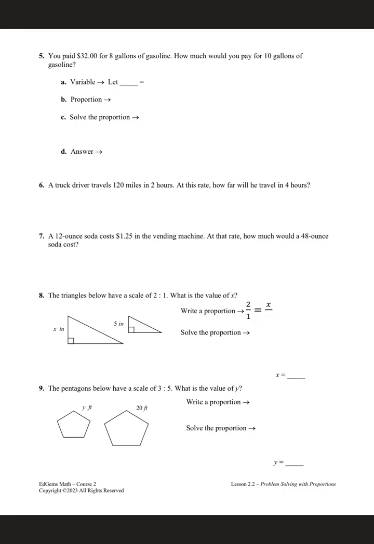Okay, so here we go with number 5. And again, number 5 might look a little bit different on the video than it does on your worksheet, but it's the same problem. Okay, here we go. So for number 5, it says you paid $32 for 8 gallons of gasoline. How much would you pay for 10 gallons of gasoline? So one, we have to identify our variable. So let blank equal blank. So since we're solving for the amount of money, let's go ahead and let D, see if my stylus works here, D equal dollars.